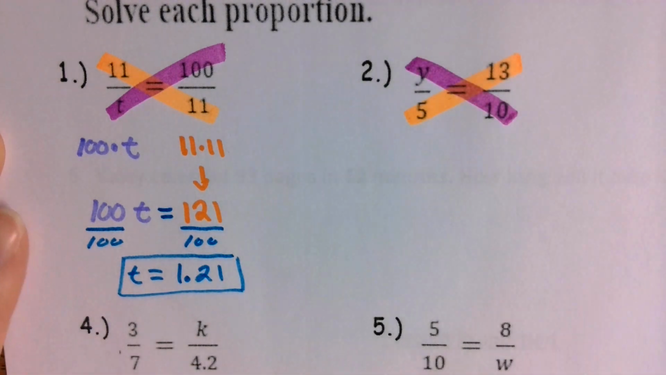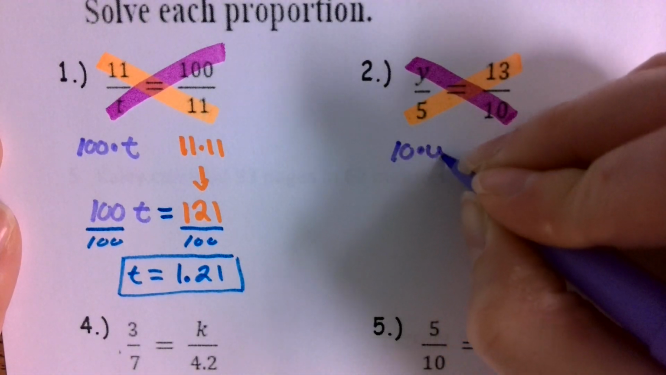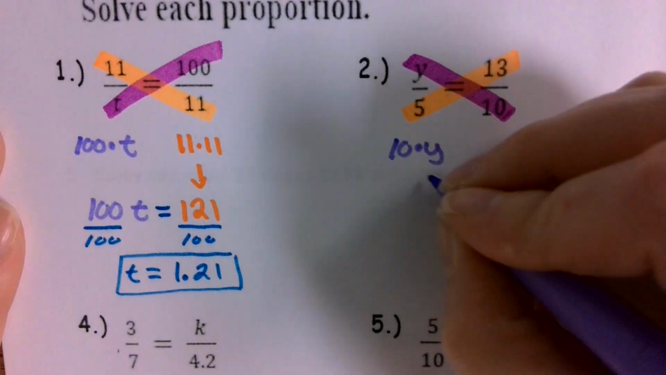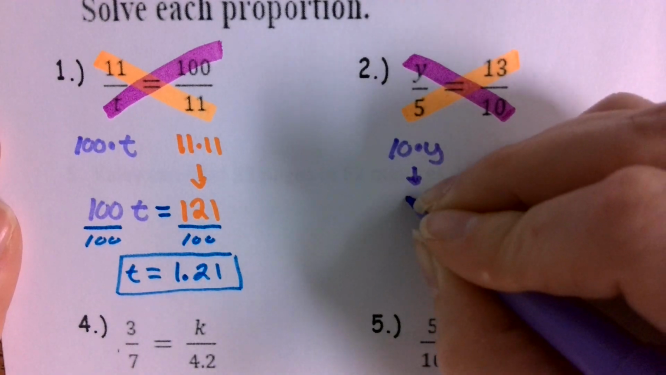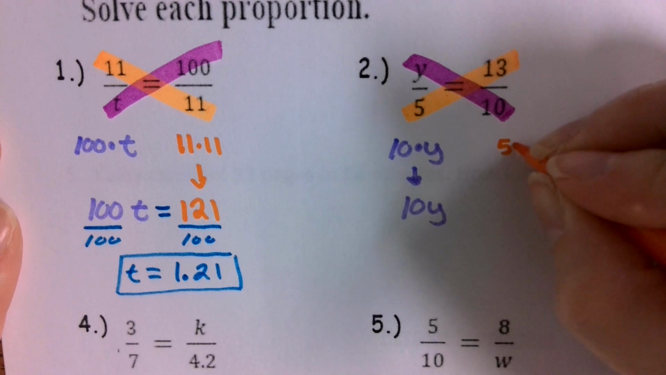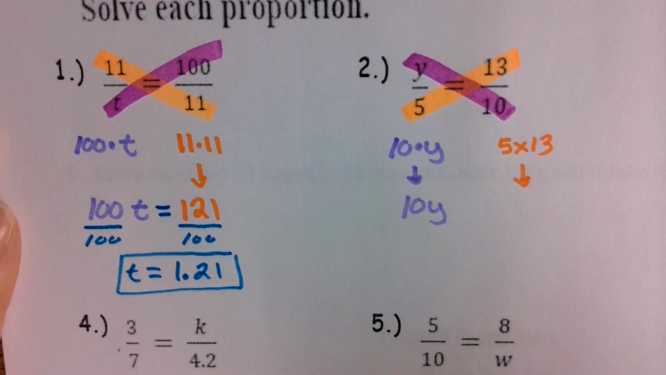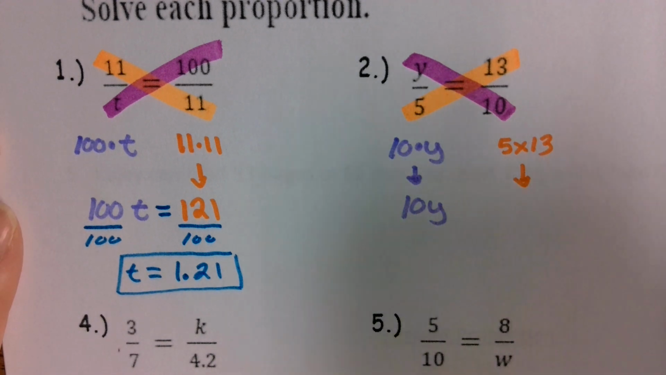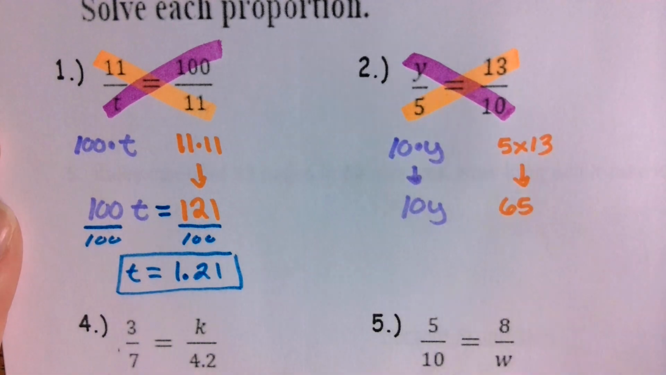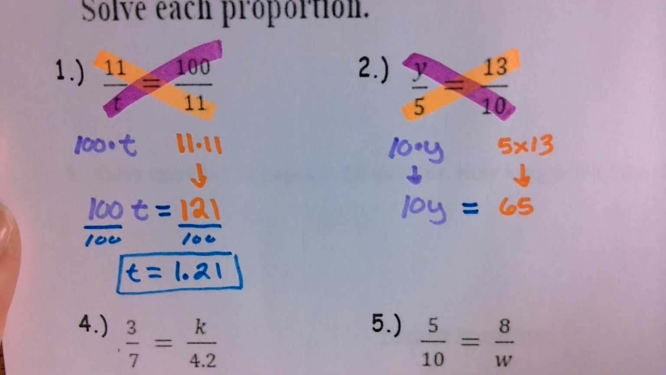Okay, so I know I need to do y times 10. What's 10 times y? 10y. 10 times y is just 10y. Okay, what's 5 times 13? 65. Good. So now we've got 10y is equal to 65.